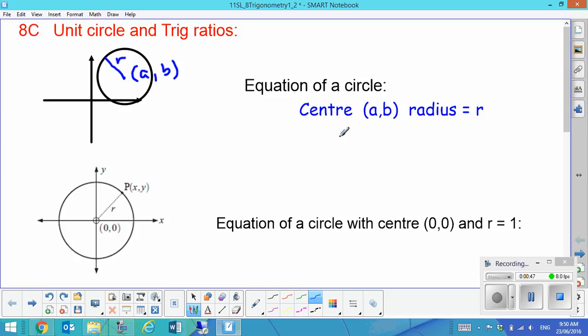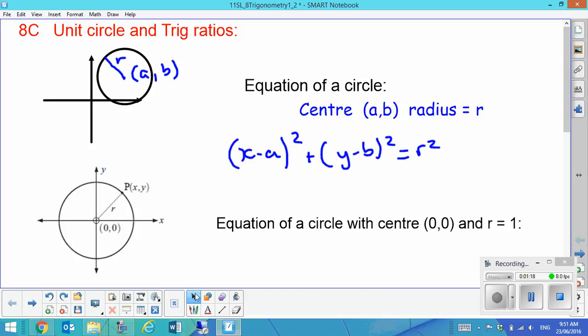So if that's our circle, then we can write an equation for that of x minus a all squared. So this should start ringing a bell with transformations. So we're doing a shift in the x direction of a units plus y minus b all squared. So that's a shift in the y direction of b units equals r squared. So that's the radius squared.